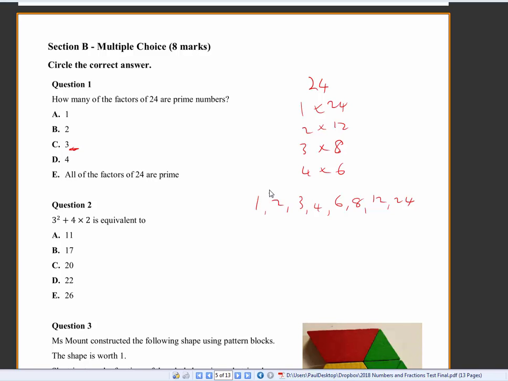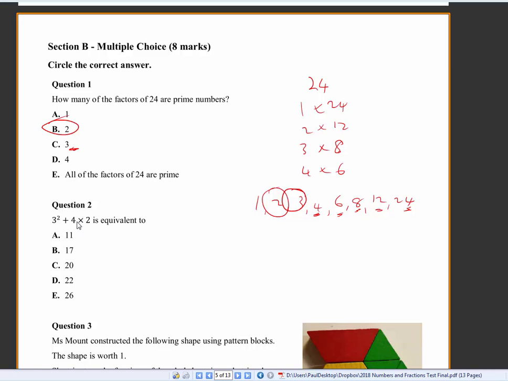Okay, so 2 is a prime number. In fact, it is the only even prime number. 3 is also prime. 4 is composite. 6 is composite. 8 is composite. 12 is composite, and 24 is a composite number. So, in fact, 2 of them are prime numbers.